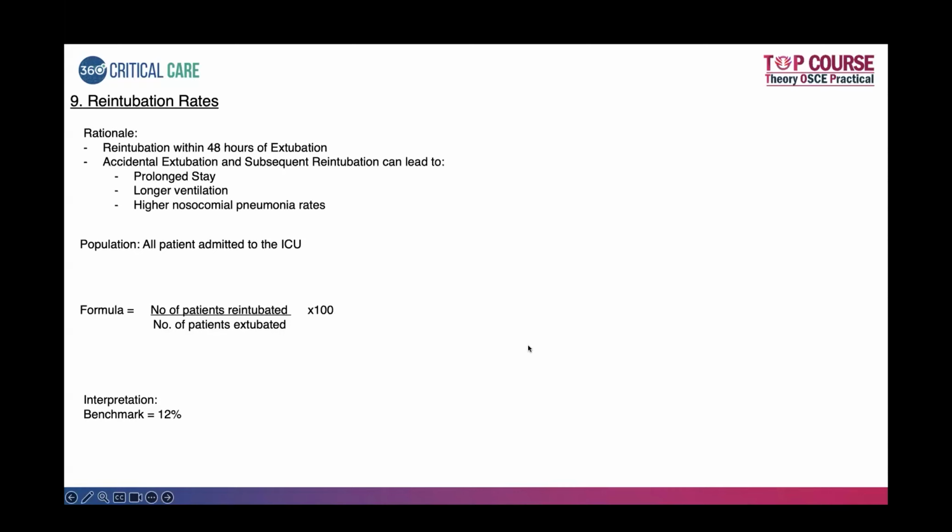So reintubation rates. The rationale is reintubation within 48 hours of extubation. So that is the reintubation rate. Why this is concerning is that accidental extubation and subsequent reintubation can lead to prolonged stay, prolonged ventilation, and higher nosocomial pneumonia rates. So here it includes all patients admitted to the ICU, and the formula is straightforward. Number of patients reintubated by the number of patients extubated, into 100. So the benchmark is 12%.